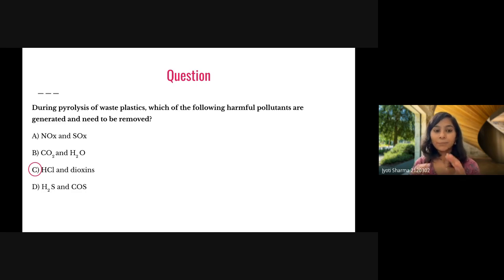So, the first thing is, you have to understand what you mean by pyrolysis first, and how pyrolysis is different from combustion. So, can you tell me the difference between these two? One process is pyrolysis and another process is combustion. So what's the difference between these two processes? Do you know the differences between these two processes?